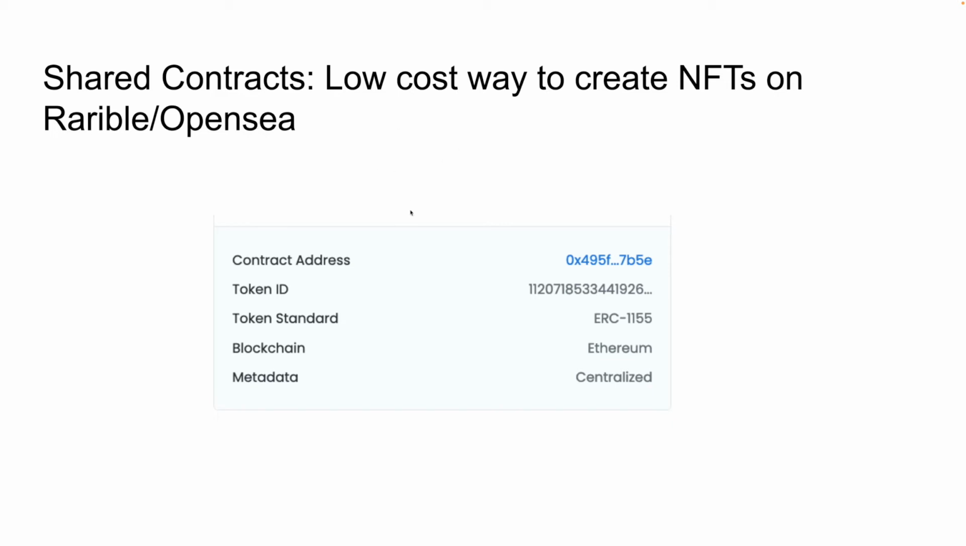And one drawback, and we'll talk about this in a bit, is that when you use these shared contracts, the token ID becomes something like this, right? A really long token ID, because a lot more people are minting under the same contract. So this is one of the drawbacks of using a shared contract.